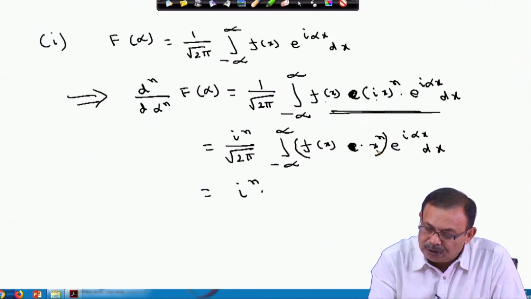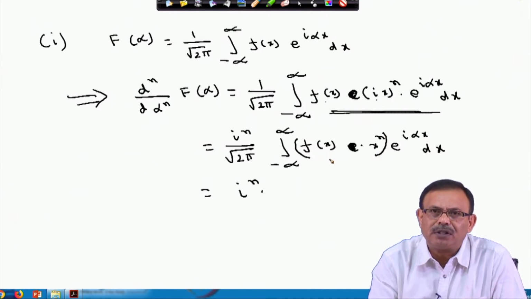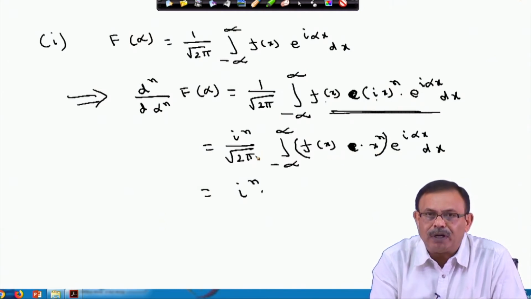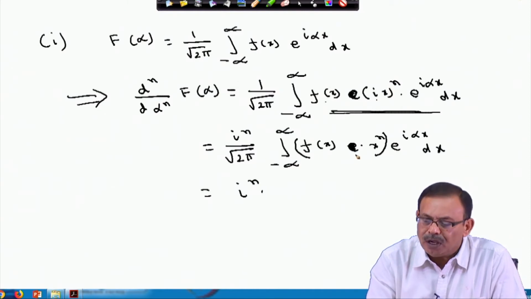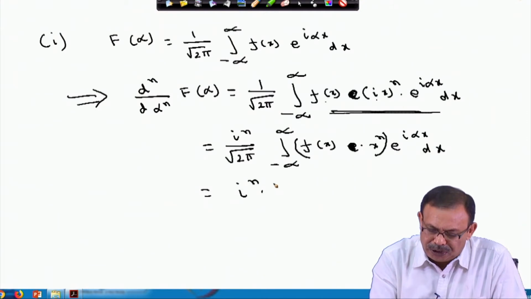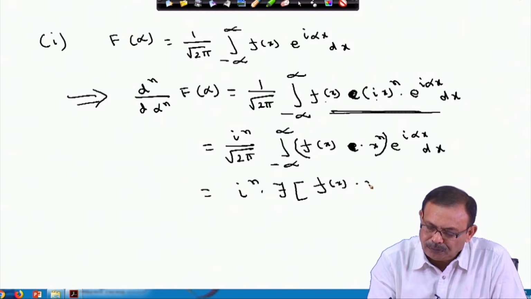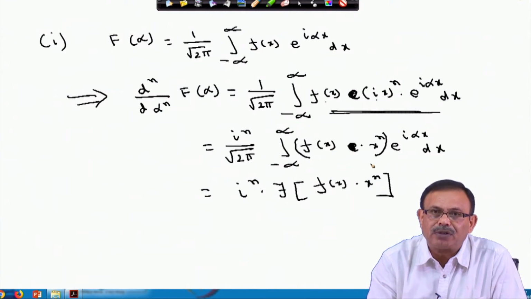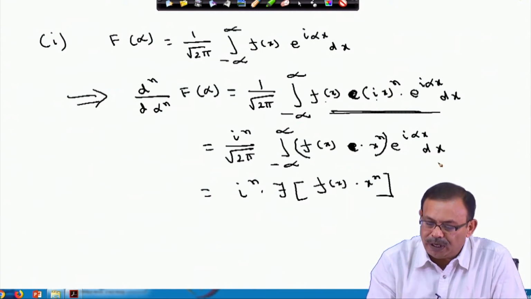So, what is your function? If I assume a new function g x, which equals f x into x to the power n, then 1 by root 2 pi, integral from minus infinity to infinity of g x into e to the power i alpha x dx is nothing but the Fourier transform of g x. So, I can write it as the Fourier transform of f x into x to the power n. I think it is clear. Fourier transform of f x into x to the power n equals 1 by root 2 pi, integral from minus infinity to infinity of f x into x to the power n into e to the power i alpha x dx.